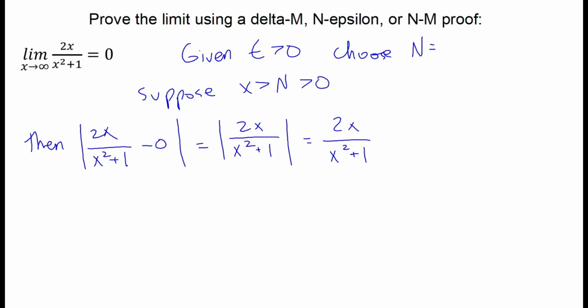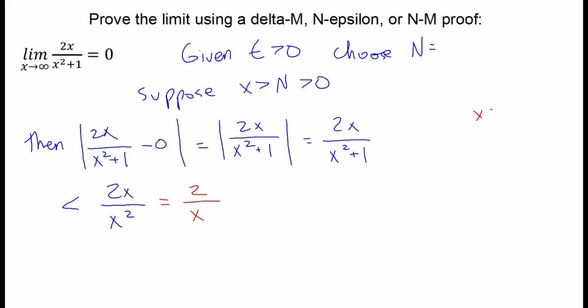If I have 2x over x squared plus 1, well, that should be less than 2x over x squared. Because, like we've done in a few of the other problems, if I have a larger denominator, x squared plus 1 is a bigger number than x squared, well, that means that if I divide by it, I end up with a smaller number. So 2x over x squared plus 1 should be less than 2x over x squared. And 2x over x squared just simplifies down to 2 over x. And we can just cancel out the x's.